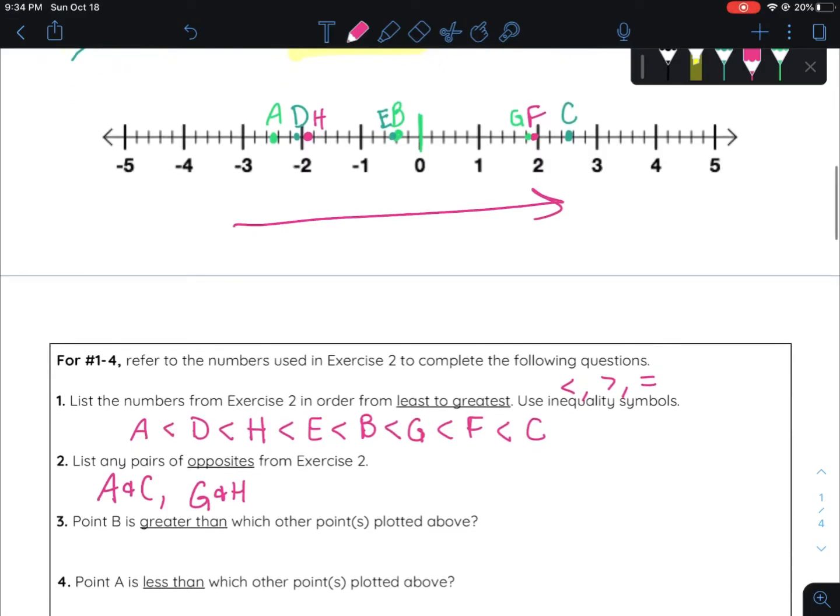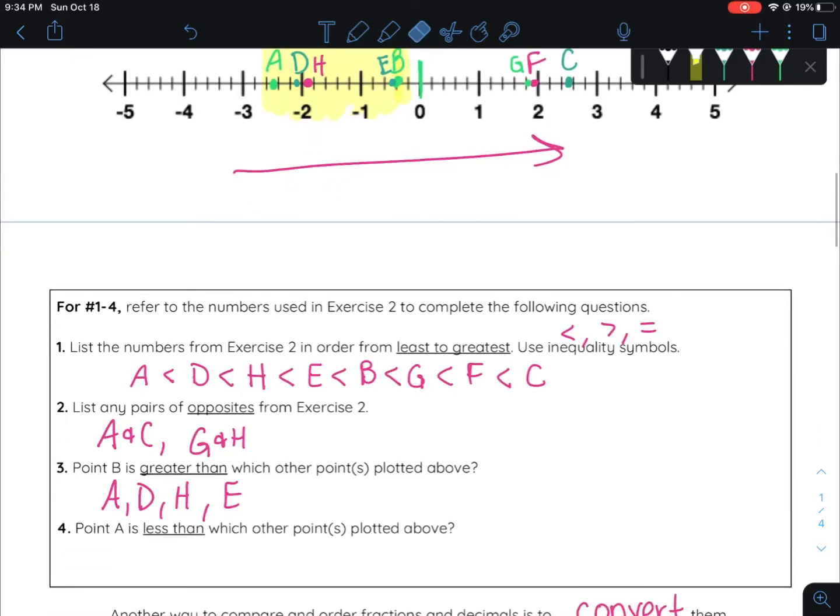So if it's greater, that means it's to the right of them. So here's point B. Anything that it's greater than, it has to be to the right of. So we're looking at anything that's less than B, so to the left. So I see A, D, H, and E. Okay, now I'm going to erase that so we can see it again.